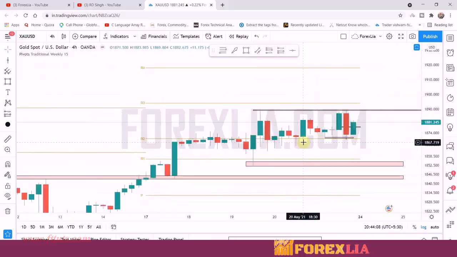So these are the levels that you can use. This is a very good indicator. If you want, you can use it in combination, and if you want, you can also use it separately. You are going to have a lot of fun after using it.